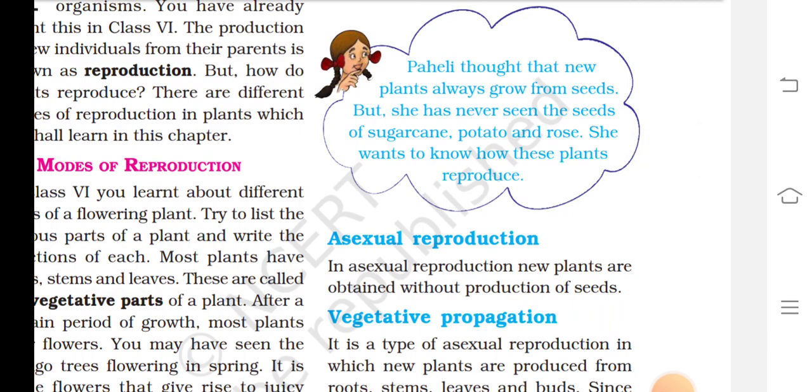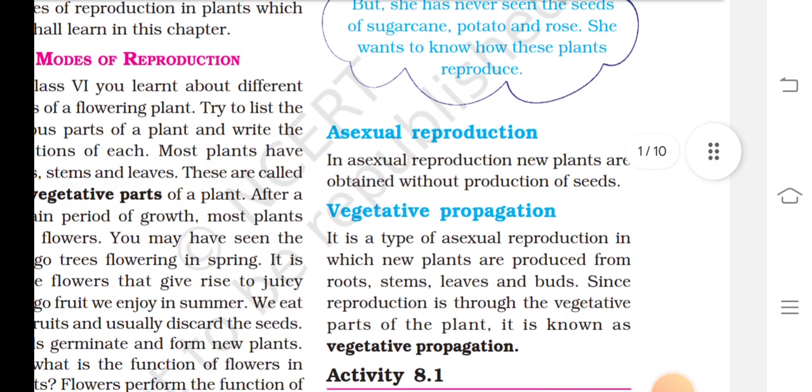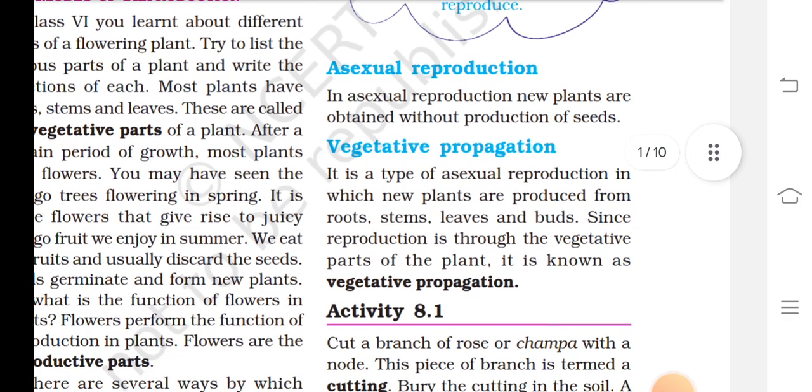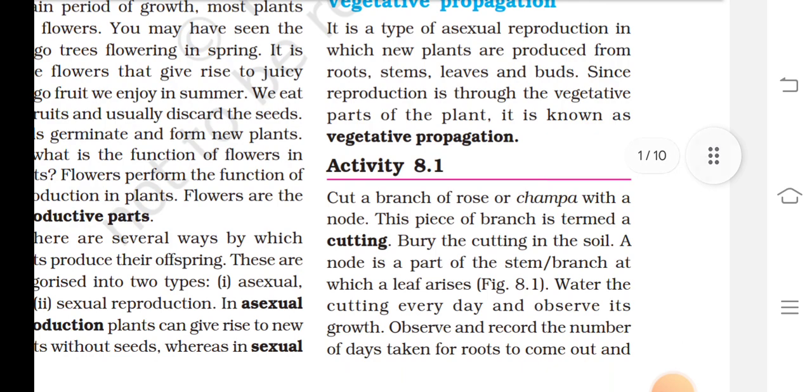Paheli thought that new plants always grow from seed, but she has never seen the seed of sugarcane, potato and rose. She wants to know how these plants reproduce. Asexual reproduction. In asexual reproduction, new plants are obtained without production of seed. Vegetative propagation. It is a type of asexual reproduction in which new plants are produced from roots, stems, leaves and buds. Since reproduction is through the vegetative part of the plant, it is known as vegetative propagation.